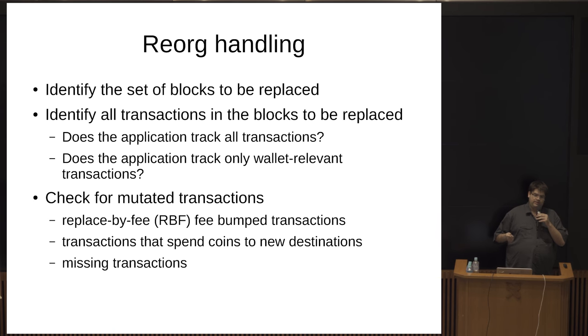Are they missing? Are they mutated in some way? Are they changed? For example, by mutation, I mean TXID malleability is one example, but another example is if someone did fee bumping, like replace by fee, where they added an input or something. Technically that's a different transaction, even though it might still have the same general structure.